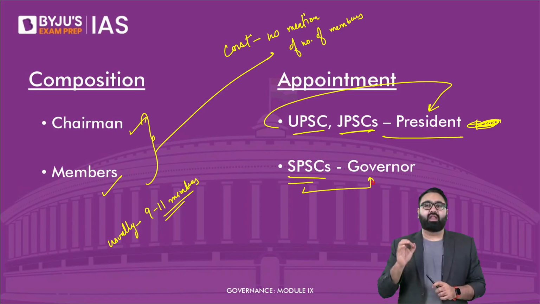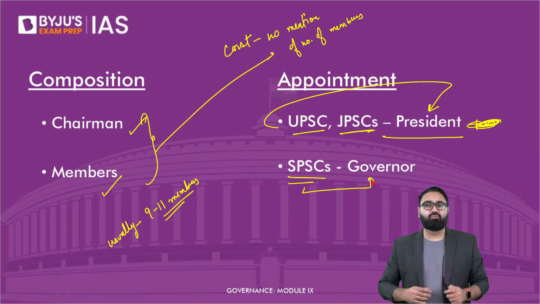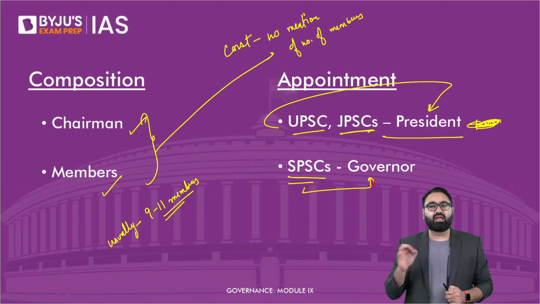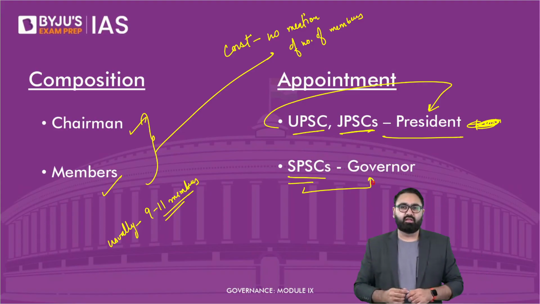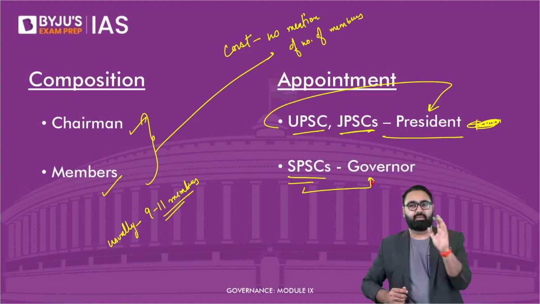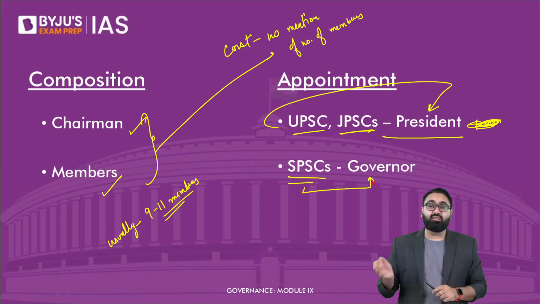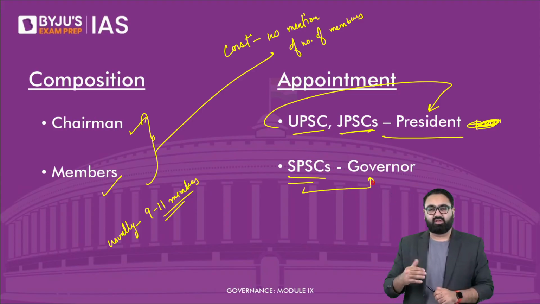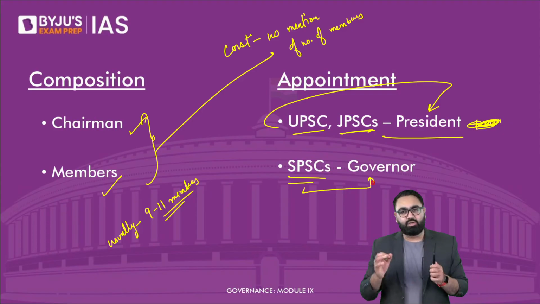Over here, I would like to mention something very interesting. Usually, you will see there's a trend in government bodies. The trend is, in most cases, the appointing authority and the removal authority are the same. So if the President appoints you, the President can remove you. If the governor appoints you, the governor can remove you. That is the usual case.